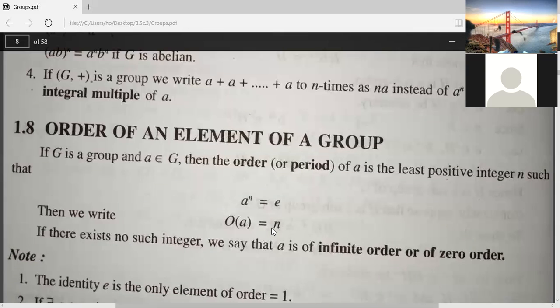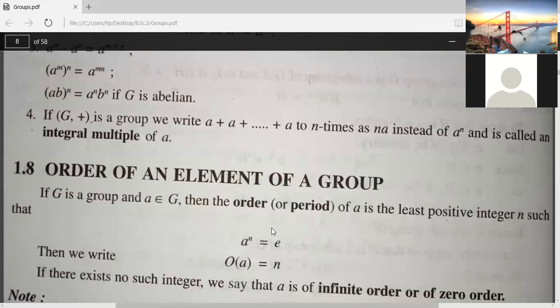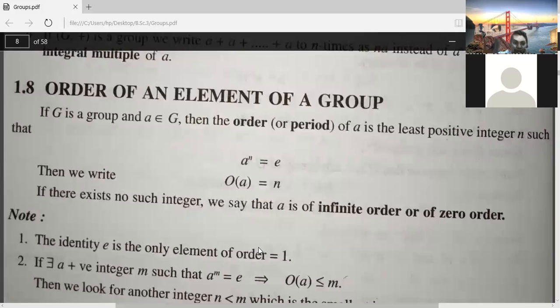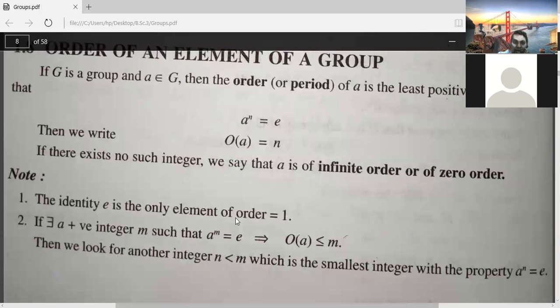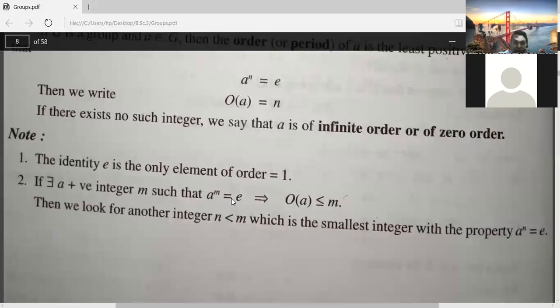If there exists no such integer, then A is of infinite order or zero order, you can say. That means if it is not possible to get a value of n so that A to the power n equals E, then A is of infinite order or zero order. Now the identity is the only element of order 1. If there exists a positive integer m such that A to the power m equals E, which implies order of A is less than or equal to m.